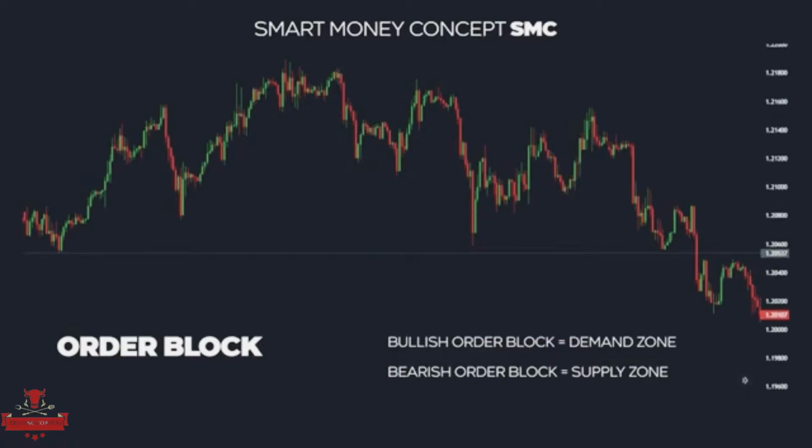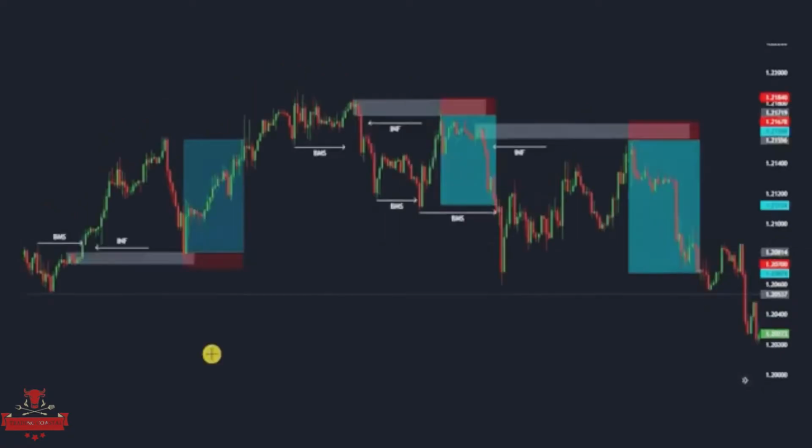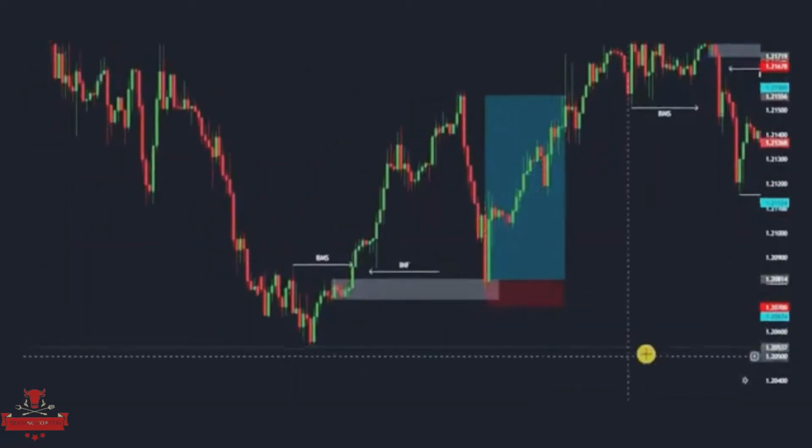So, let's jump into the charts now, and I'll go through some live examples and give you an insight into what an order block is and how we can go about finding them. So, let's get to it. EUR/USD. I'm just going to use the 1 hour chart.